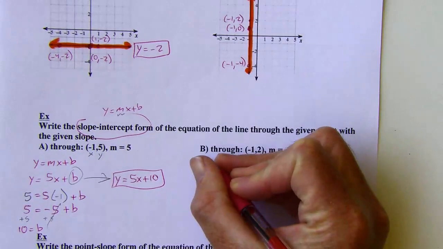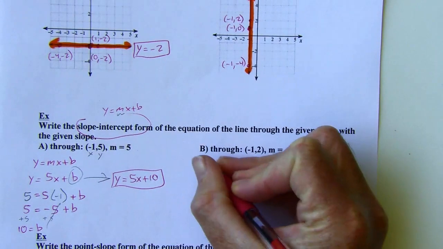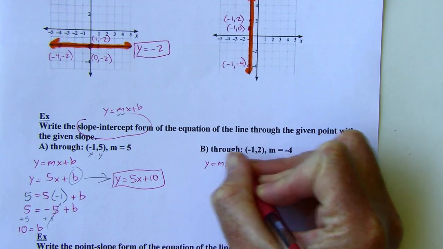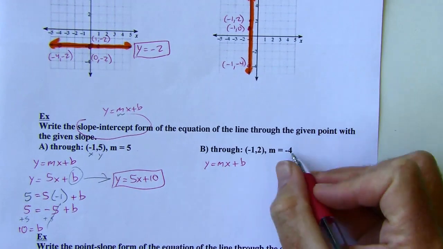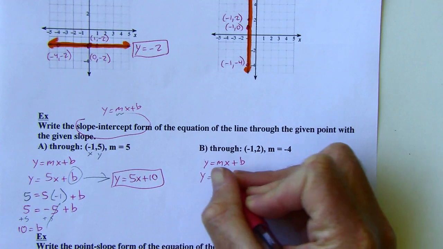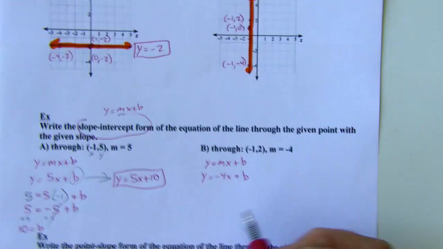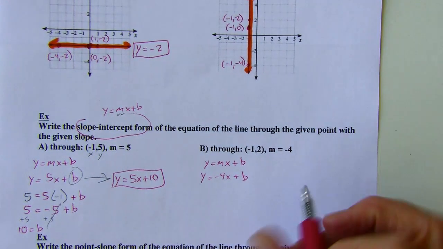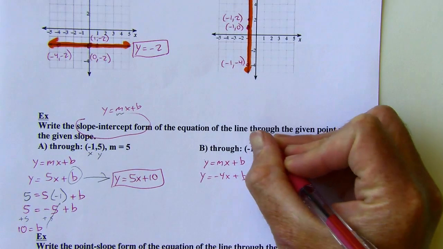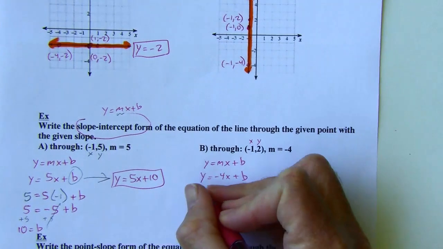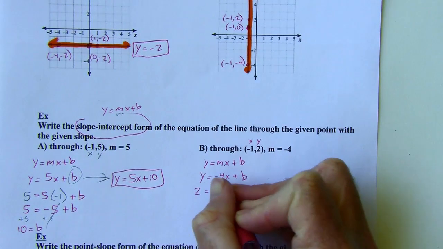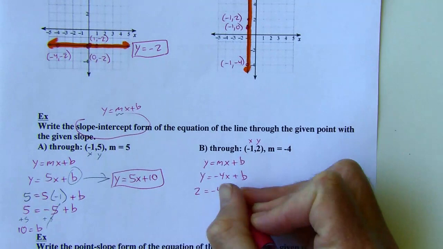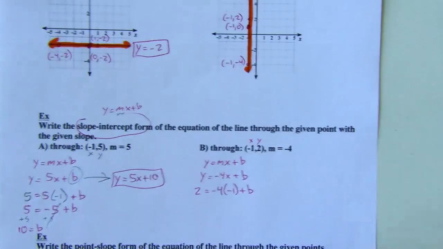So I'm going to use the same method. I'm going to plug into y equals mx plus b. I can plug in the m right away. So really, it's going to be y equals negative 4x plus or minus something. Let's figure out what that something is. I'm going to plug in this x and y. So I'm plugging in 2 for y, and I'm going to plug in negative 1 for x. And then I'll solve this for b.